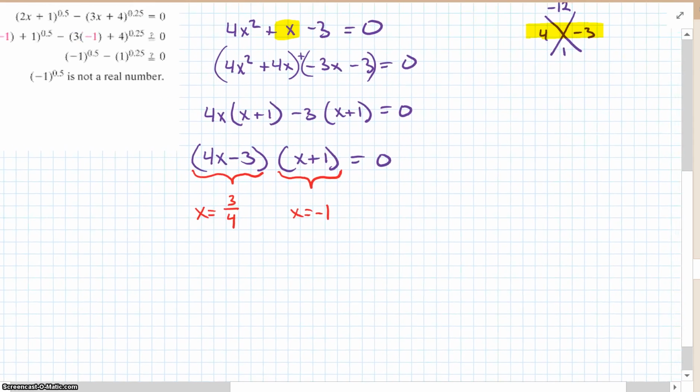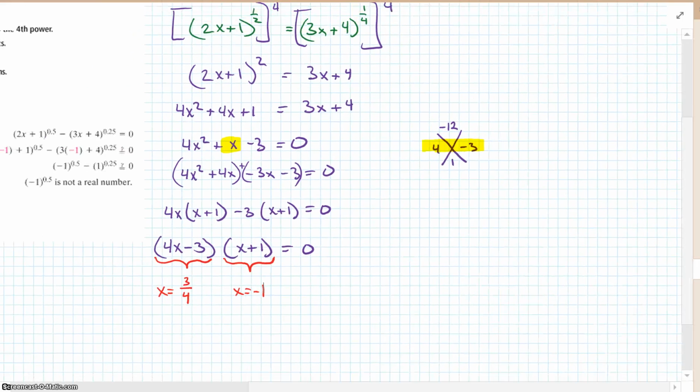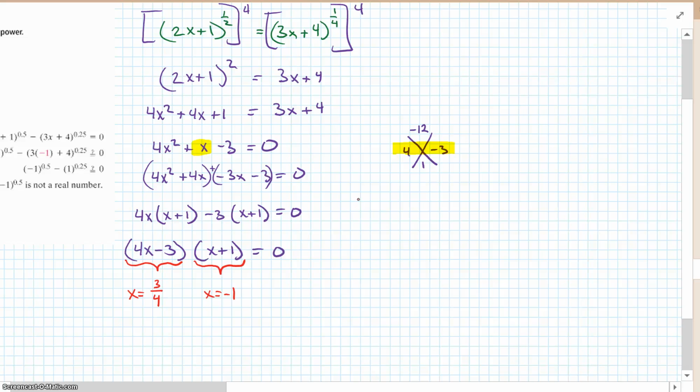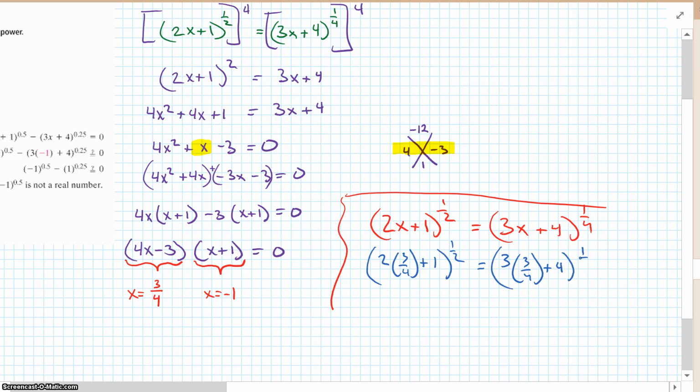So now let's plug it in and solve. Okay, so what's our original equation? Let's go back to the very original equation. I have to scroll up and look at it for a second. So the original equation was (2x plus 1) to the 1/2 power equals (3x plus 4) to the 1/4 power. So let's try x equals 3/4. So it would be (2 times 3/4 plus 1) to the 1/2 equals (3 times 3/4 plus 4) to the 1/4.